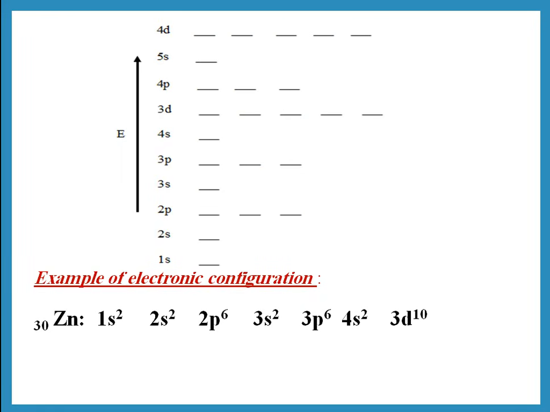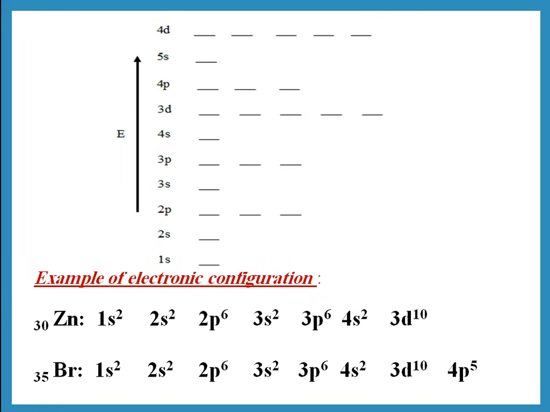Now I still have more electrons. I have a total of 30. I go up to the next one. I put 2 into the 3s, 6 into the 3p. Notice that the 4s is filled before the 3d. That is because they found that the 4s has a lower energy than the 3d. So I have to fill it first before I go up to the 3d. So that is how I write the electronic configuration for zinc.